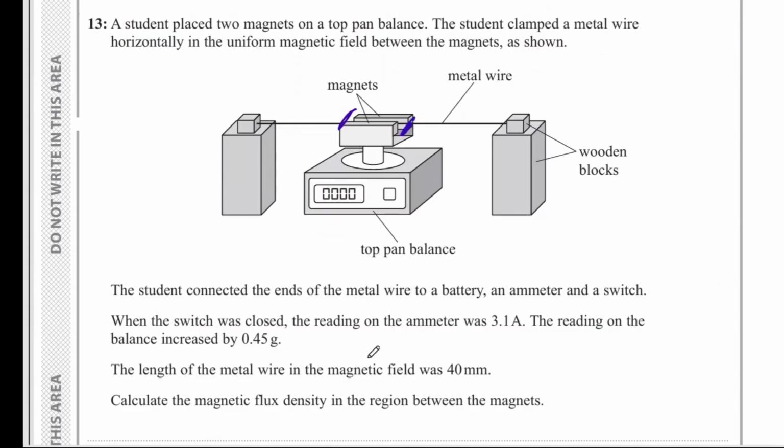When the switch was closed, the reading on the ammeter was 3.1 ampere. You've got the current. You've got the reading on the balance was 0.45 g, in grams. And then you've got the length of this as well. So what are you going to do? You just need to calculate the magnetic field strength, B, right? So we need to calculate B. And how am I going to calculate B?